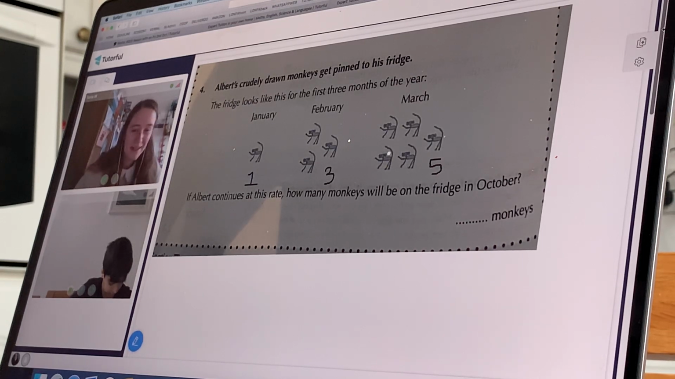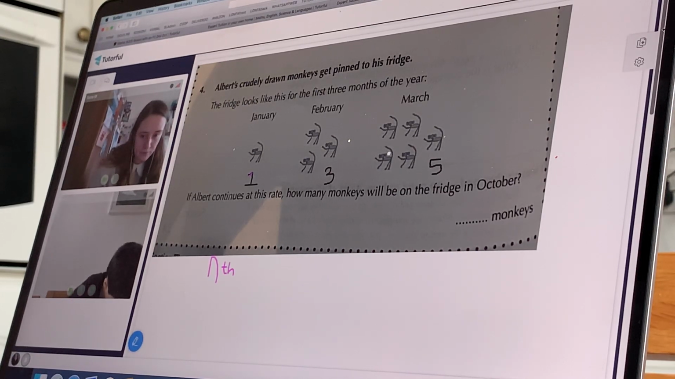So there's another way that you can do this that you'll learn possibly next year, or you might learn it this year. It's called the nth term. Okay, so how do you do the nth term? It's quite easy.